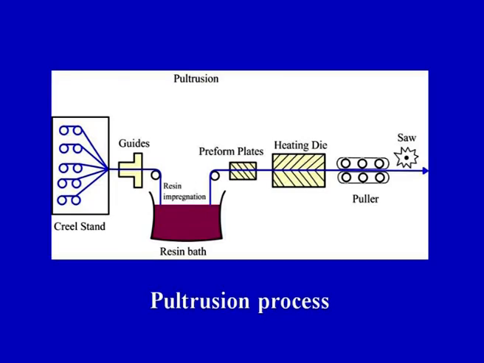So as we have already seen in the diagram, the fibers and the resin go through the preformer and then they enter into the die. So the opening of the die is made slightly larger in order to intake the fiber and the resin system. So the fibers enter into the die and gradually the size of the die decreases and finally it reaches the exact size of the final pultruded profile that is desired.